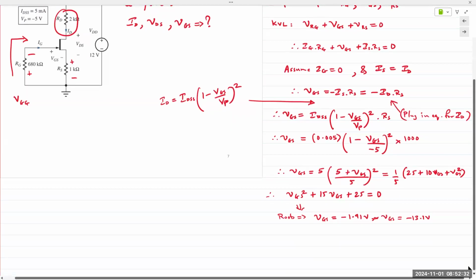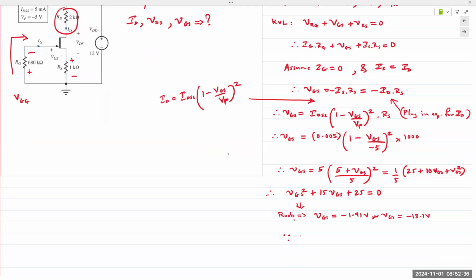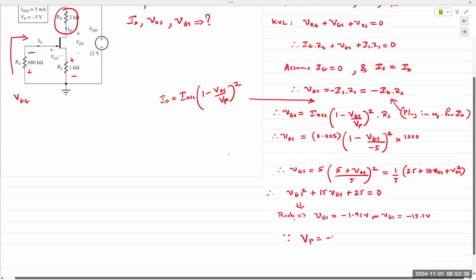And so, since VP is minus 5 volts, VGS would be equal to minus 1.91 volts. Okay, how much time? Okay, 8 minutes.